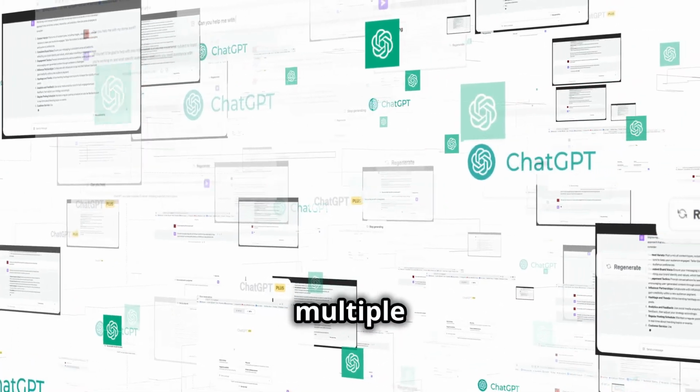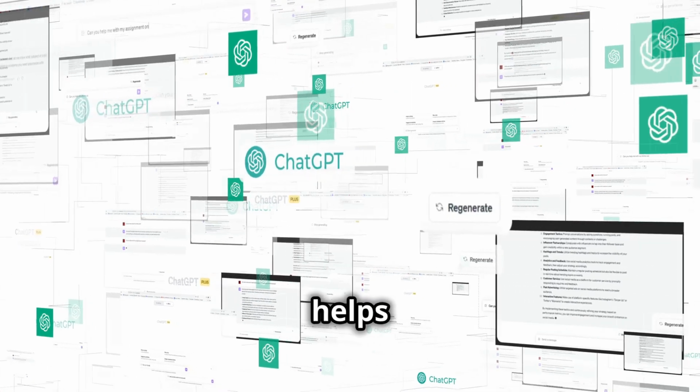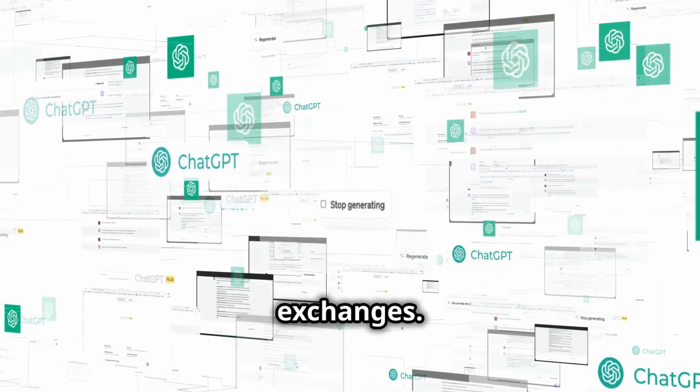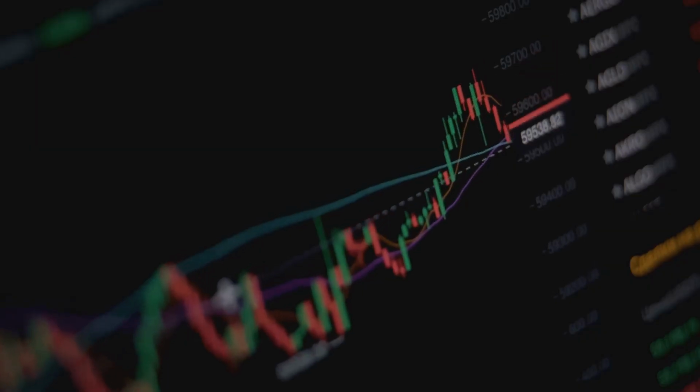Scaling involves trading multiple cryptocurrencies across various exchanges. The ccxt library helps integrate with additional exchanges. Advanced techniques like machine learning can enhance profitability.